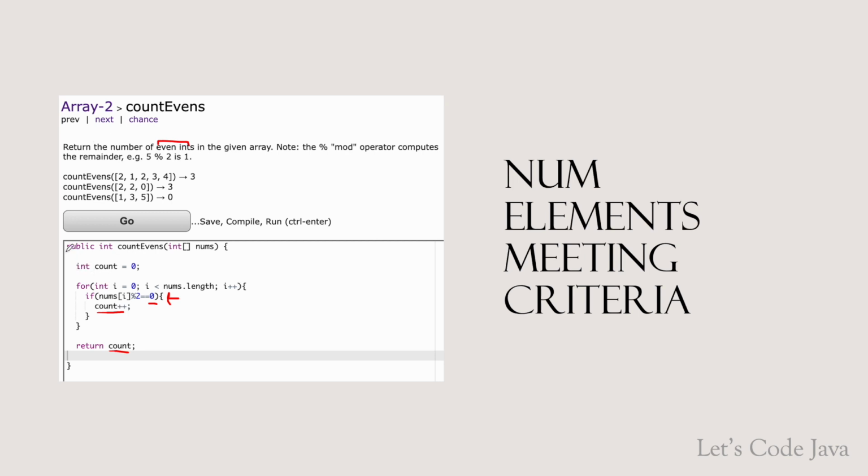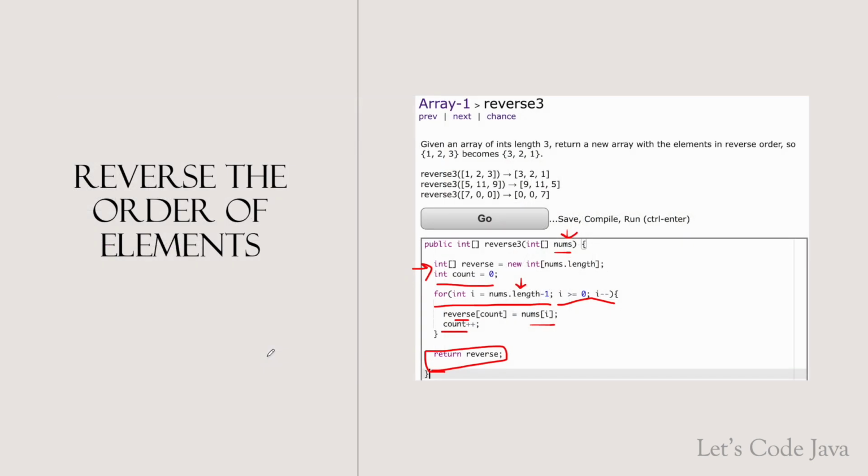But so anyways, this problem keeps track of the number of even numbers, or the number of even elements in the array. So what I do is I again have a counter, and I say that, for loop through all the elements, and if any of the elements, if you divide them by 2 and the remainder is 0, then increment count because they have to be even, and then return the counter because that'll tell us the number of elements that are even. Then reversing the order.